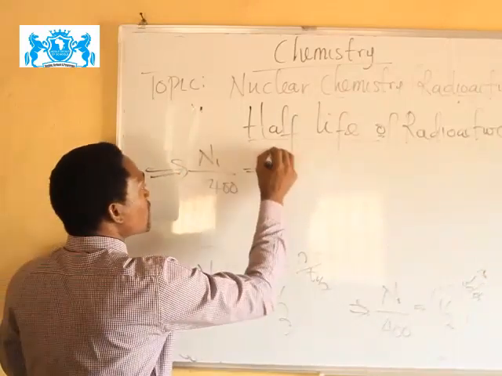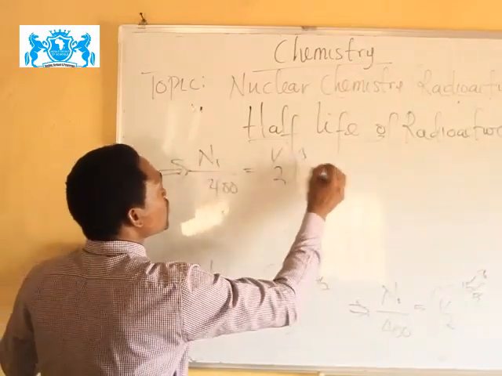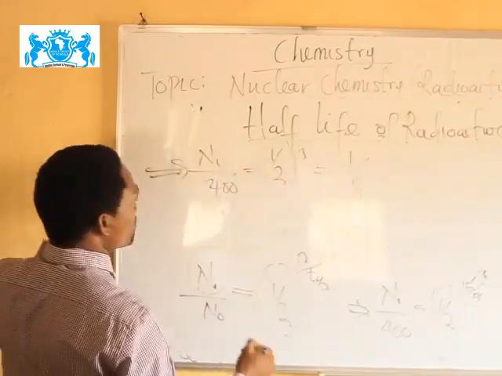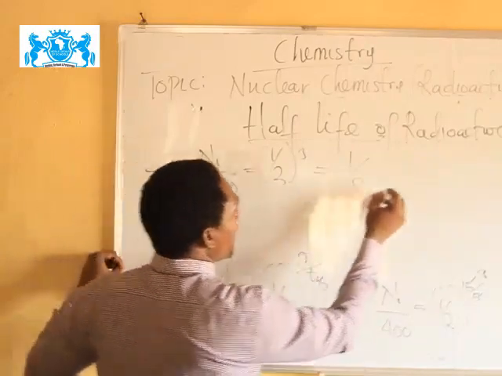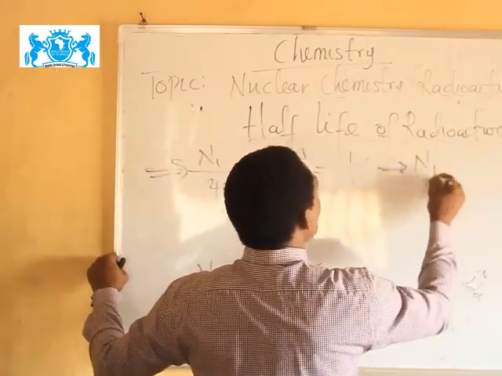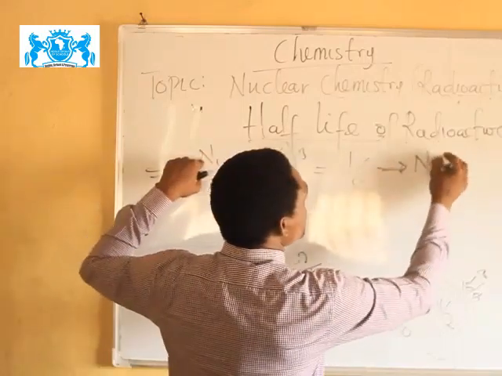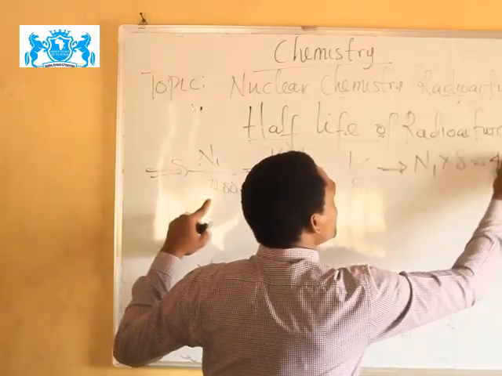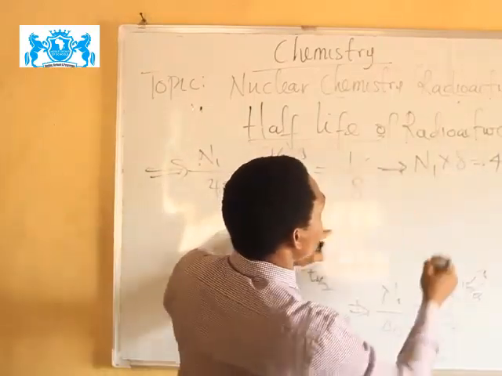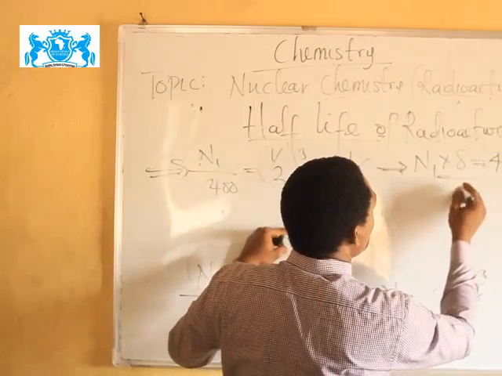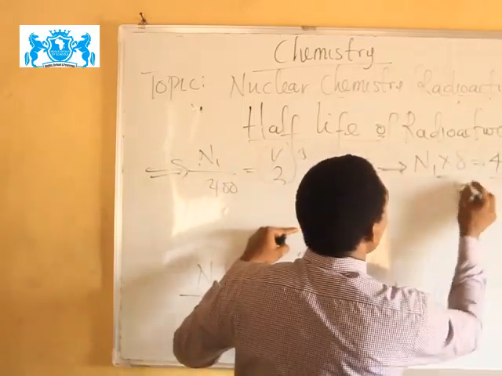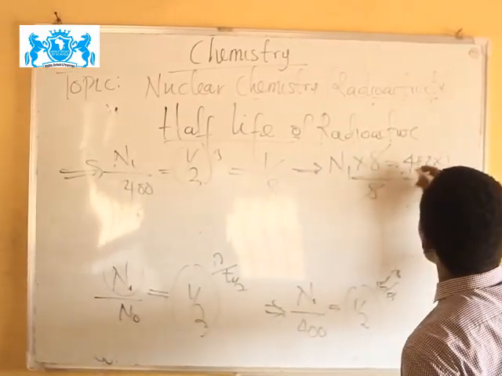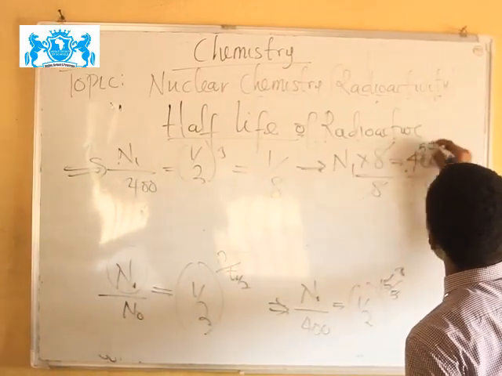So 1 over 2 raised to power 3, which is the same as 1 over what? 8. You cross multiply, and then on N1 we are multiplying 8, and on 400 we are multiplying 1. So that's 400 times 1. So to get N1, you divide both sides by 8. So 400 divided by 8, 8 in 40 will give us what? 5. With a 0, that will be 50.